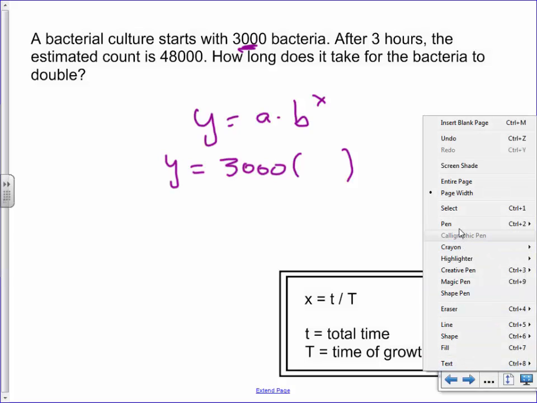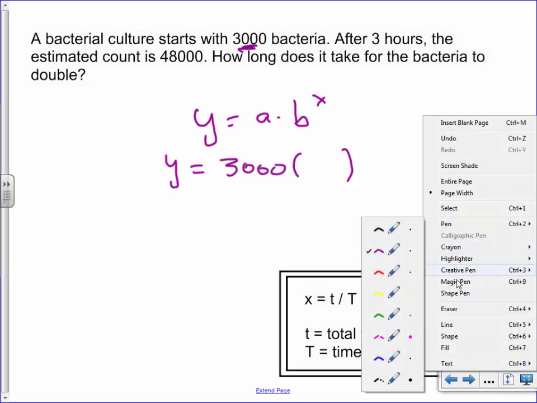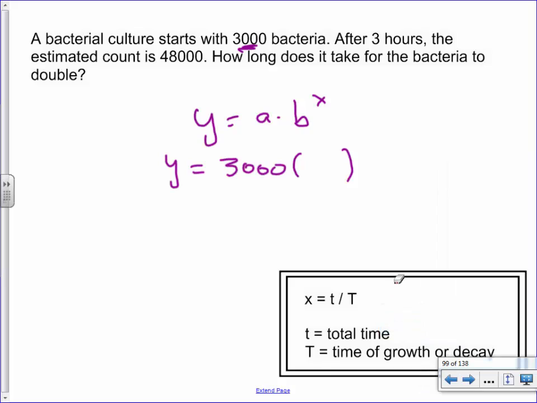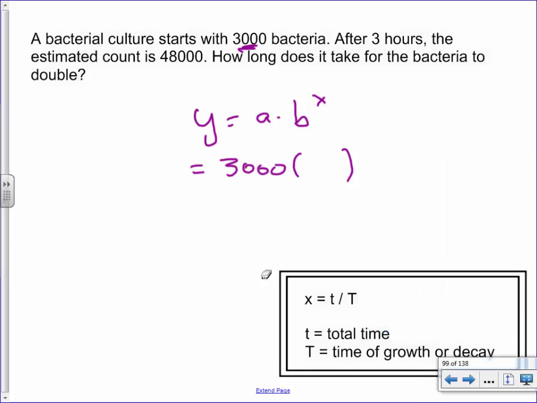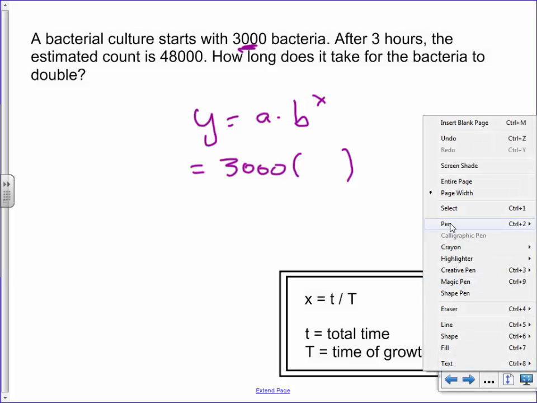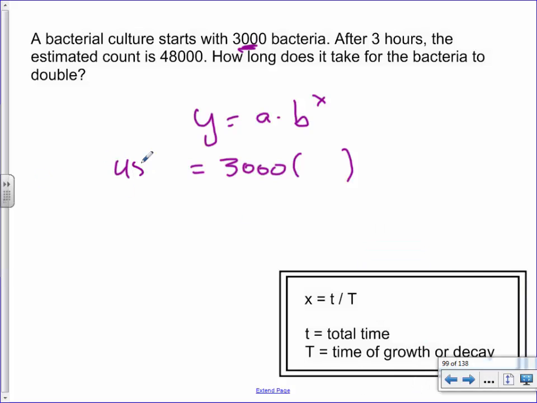Okay, keep reading. After 3 hours. What does that mean? I guess that's how long it's been. Let's actually leave that for a bit here. Maybe it's better to use that number later. It then says the estimated count is 48,000. Where does that number go? Good, yeah, it's the y value. Eventually, 3,000 will turn into 48,000.